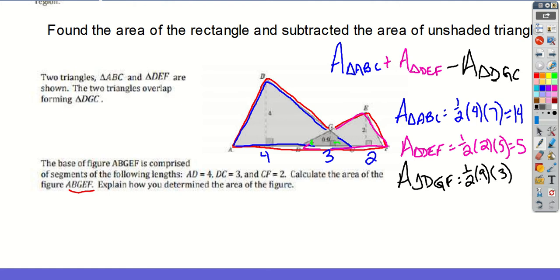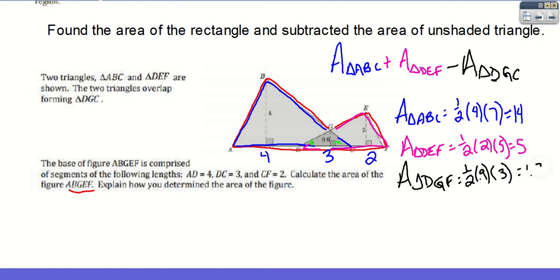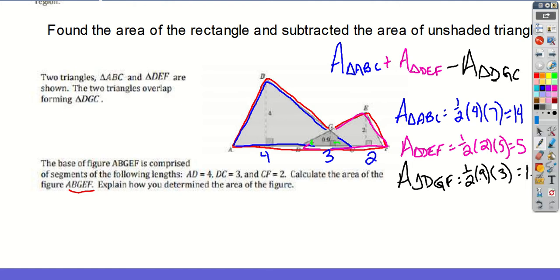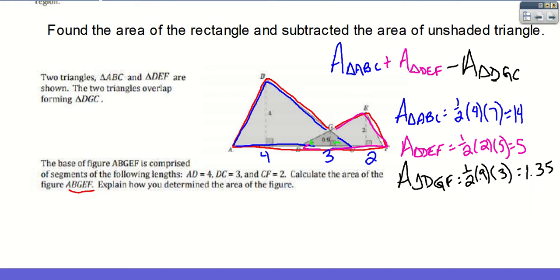So half times 0.9 times 3 is 1.35. And then we're going to go ahead and just do what we said before, add them together, subtract 1.35, and we'll have our answer. So 14 plus 5 minus 1.35 is equal to our total area.